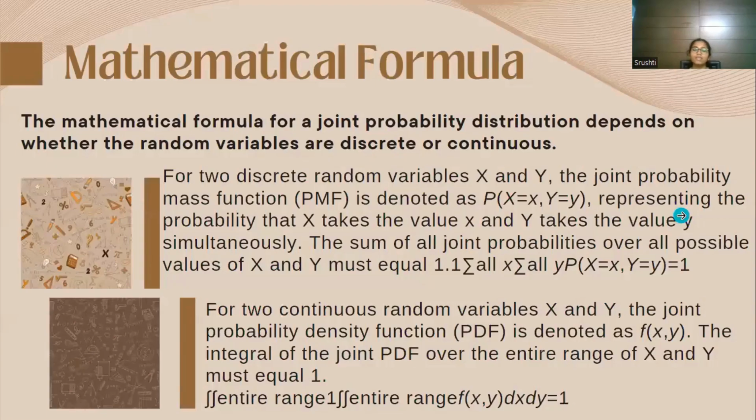Now let's learn the mathematical formula. The mathematical formula of joint probability distribution depends on two conditions, that is whether the random variables are discrete or continuous. Now let's see if the two random variables are discrete.